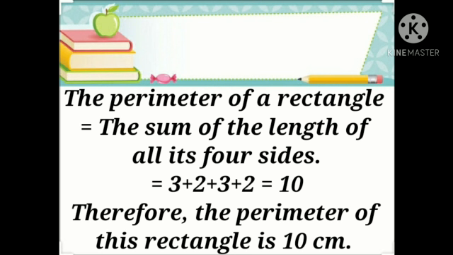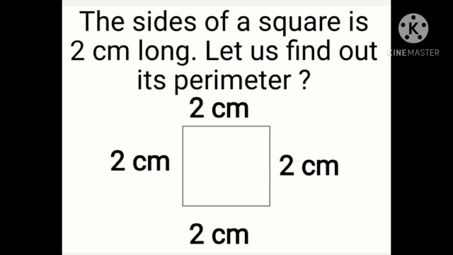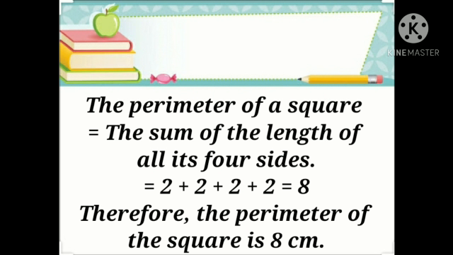Now we will solve one more example. The side of a square is 2 centimeters long. Let us find out its perimeter. So here you all can see a square measuring 2 centimeters on all sides. So the formula we will use: the perimeter of a square is equal to the sum of the lengths of all its 4 sides, that is equal to 2 plus 2 plus 2 plus 2. The answer is 8. Therefore, the perimeter of the square is 8 centimeters.